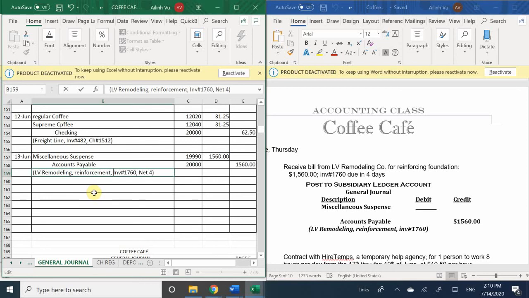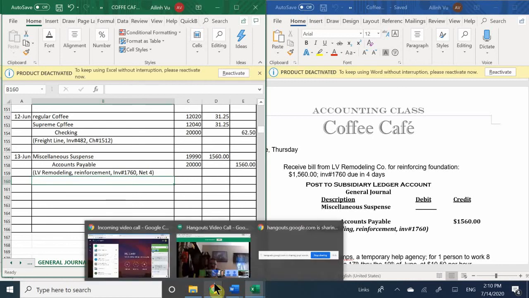Okay. Oh, remodeling reinforcement, that was my just coding in. Yeah, just so that we can kind of understand that this was for the reinforcement for the coffee grinder. That's why we're putting it into miscellaneous suspense. Yes. Okay. So what comes next?